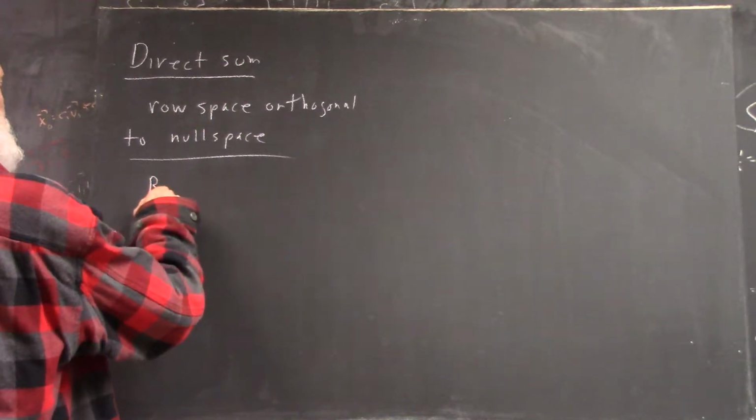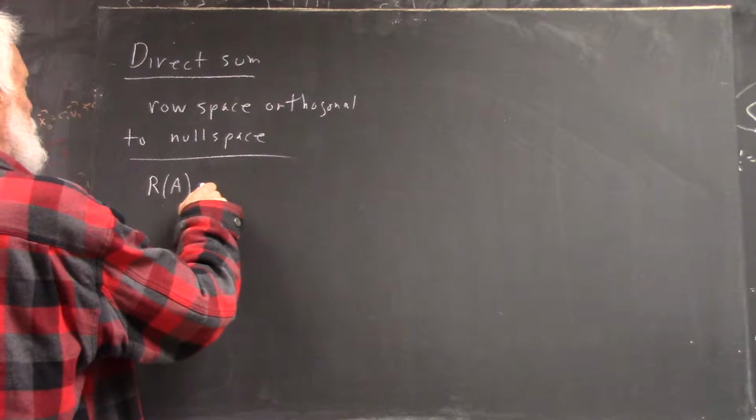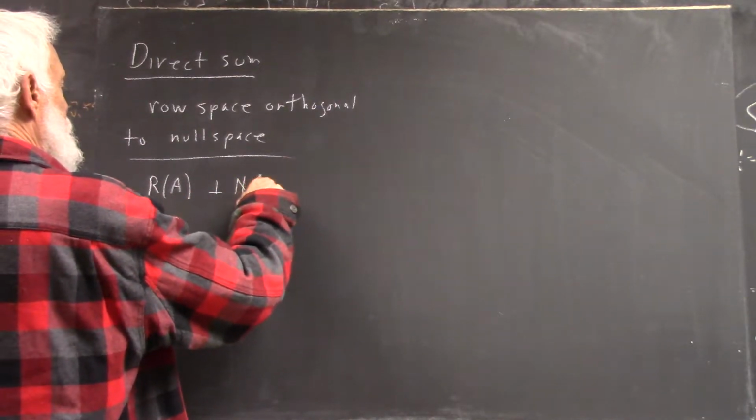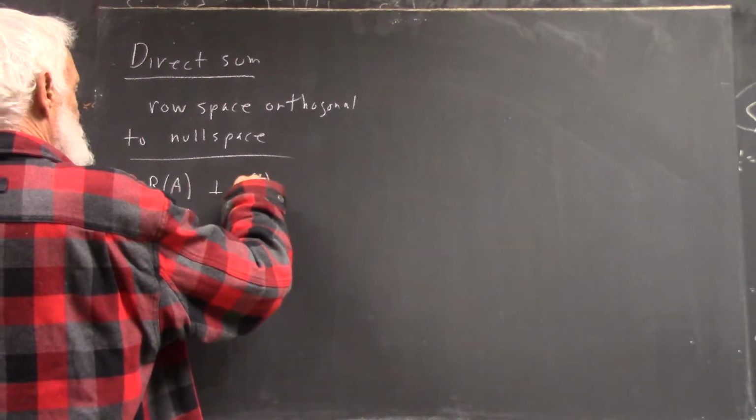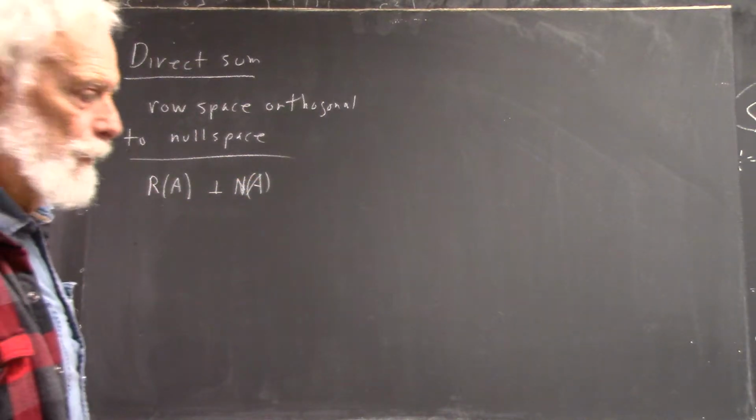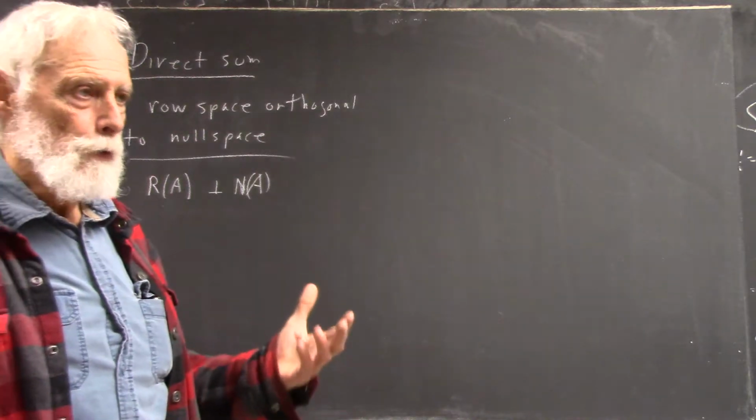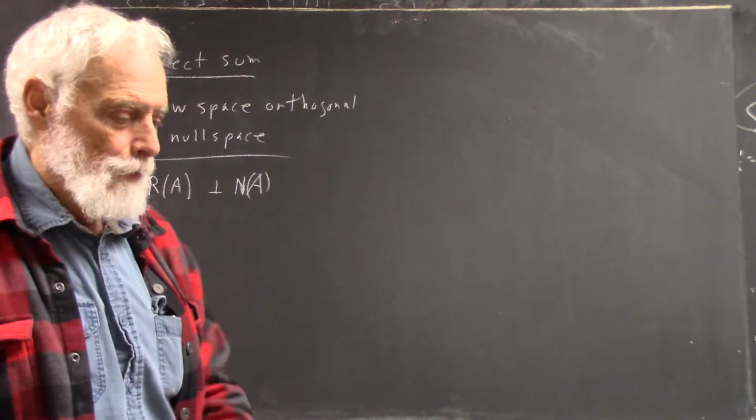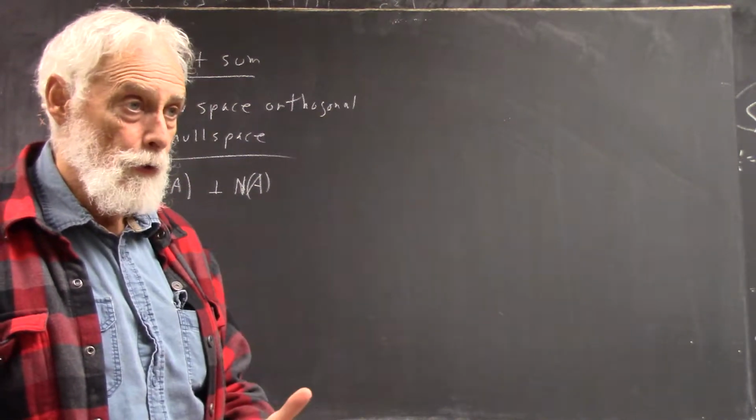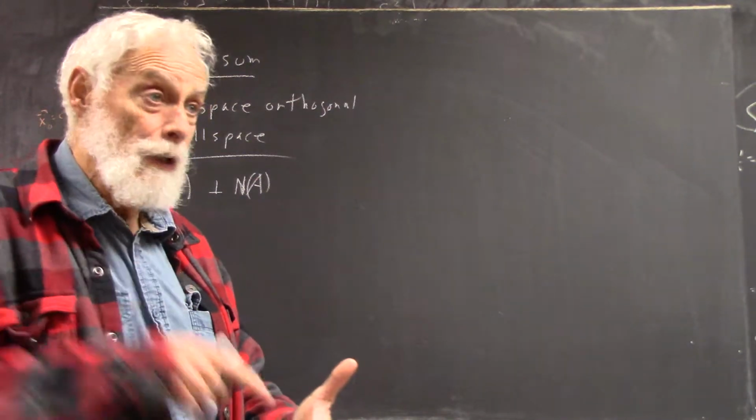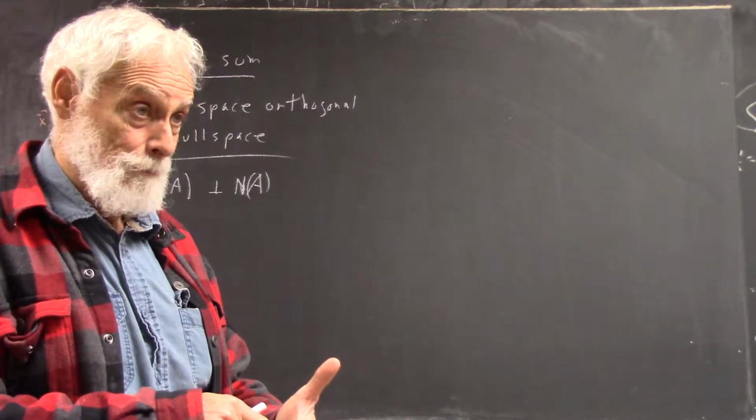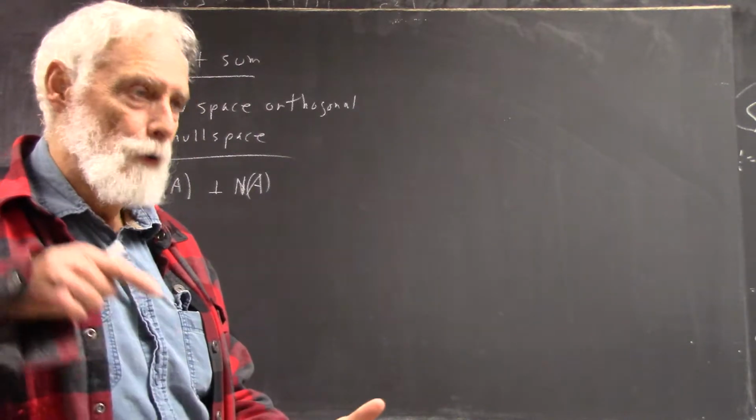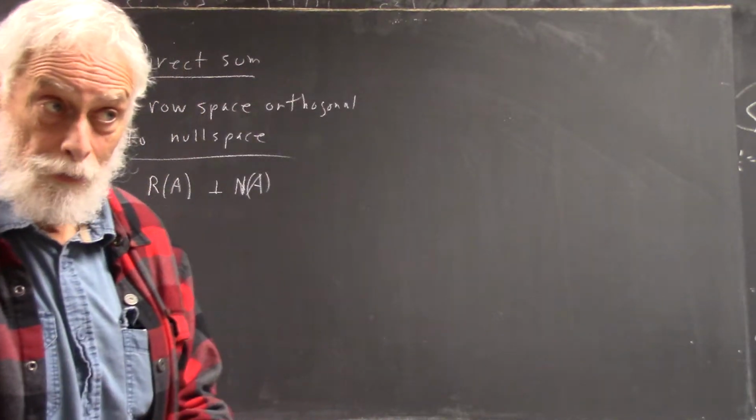So we write that as R of A is orthogonal to N of A, the null space. And you can think of this as being like in 3 dimensions. If the row space is 2-dimensional, the null space is 1-dimensional. It means that the row space forms a plane through the origin, and the null space forms a line through the origin, and they're perpendicular. Or maybe the null space is 2-dimensional, a plane through the origin, and the row space is a line through the origin. Okay?